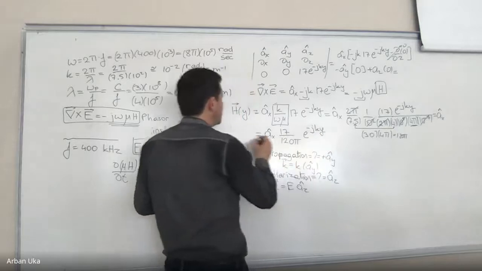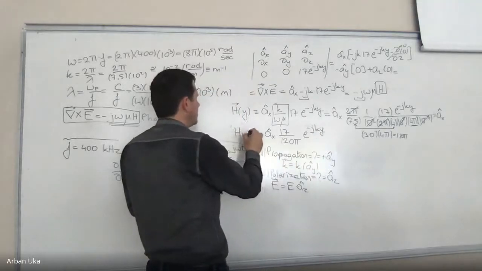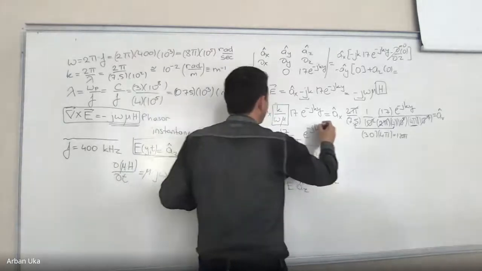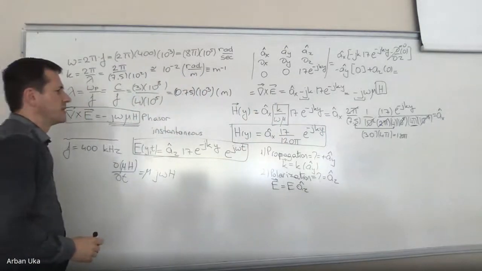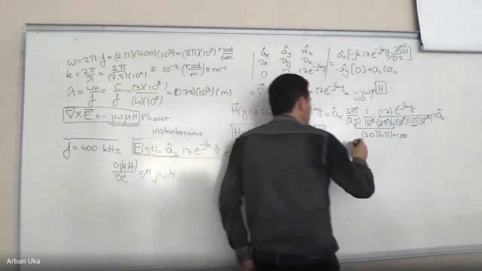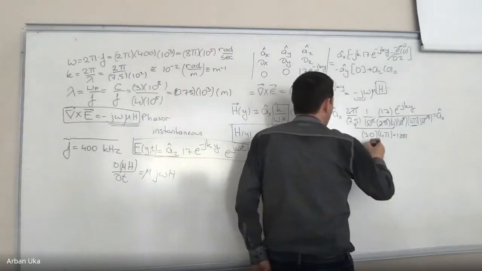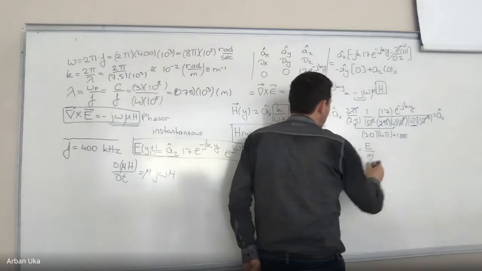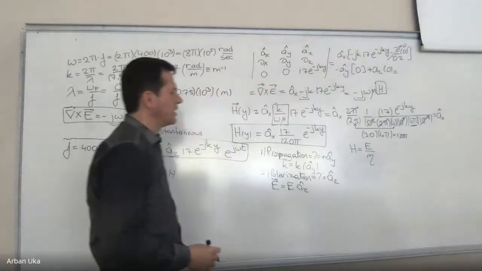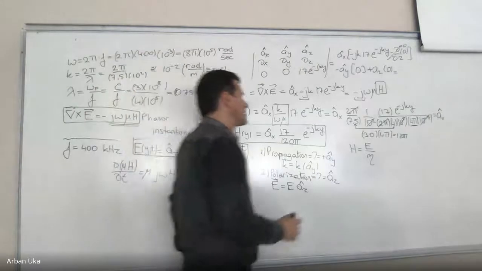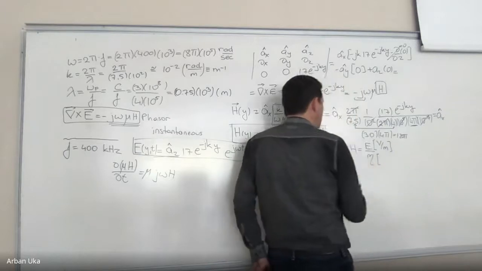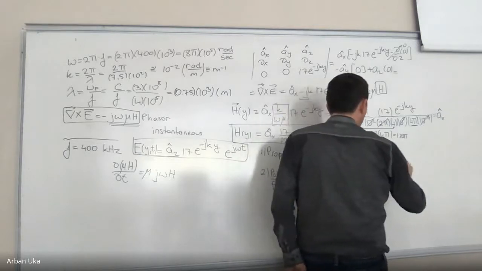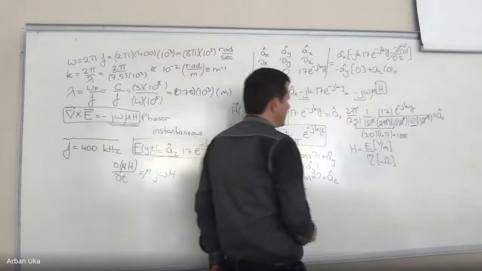e to the power jky, and this is hy. So this number that we find here, it looks like there is a relationship between the magnitude of the magnetic field intensity and the electric field intensity. And this one, h is equal to e divided by eta. And this eta has units of, so we know the unit of electric field, right? It's volt per meter. And the unit of the impedance is ohm.